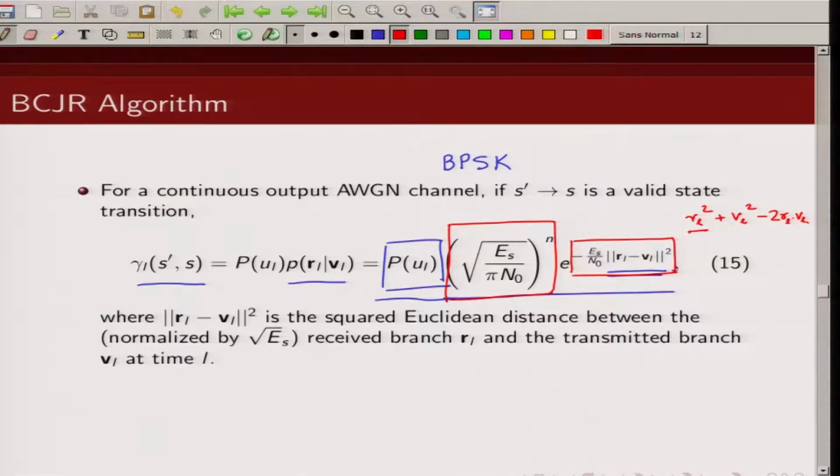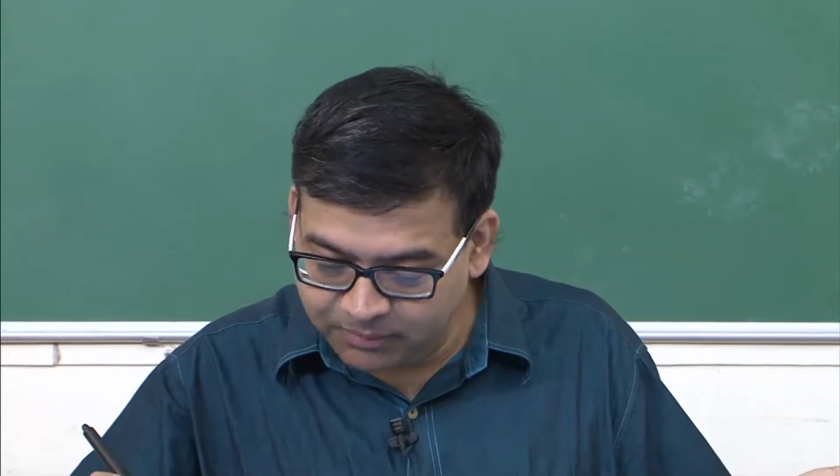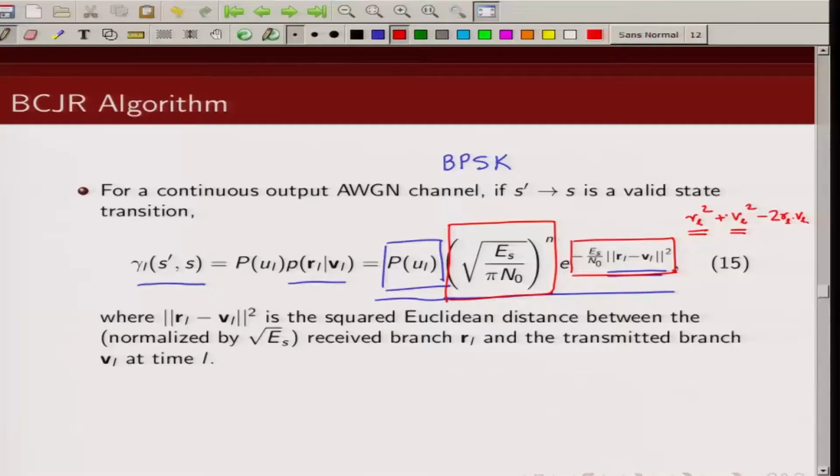The R L square term does not depend on what V L is, and since we are considering a BPSK modulated signal, whether U of L is -1 or +1, the V L square term will basically be the same, just 1. So, the only term that is changing with the choice of V L is this particular term. So, we can simplify our gamma L like this.